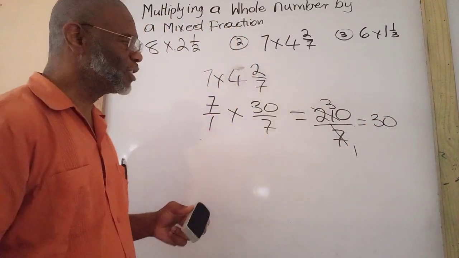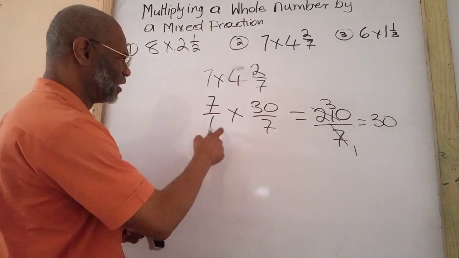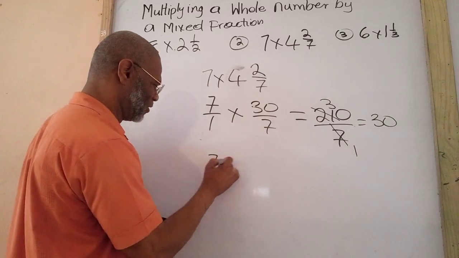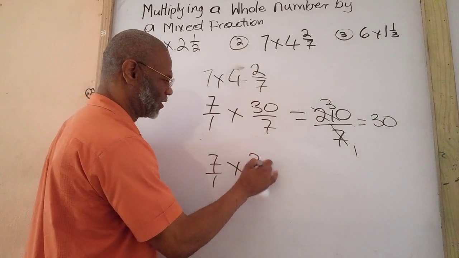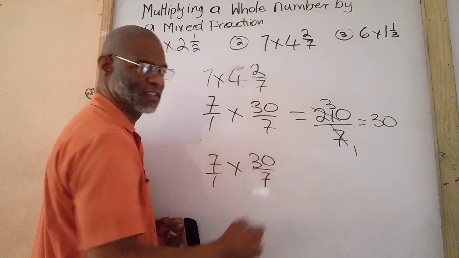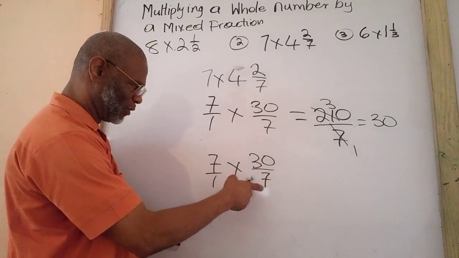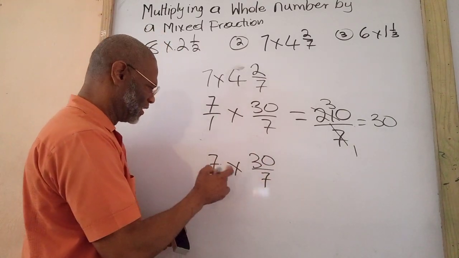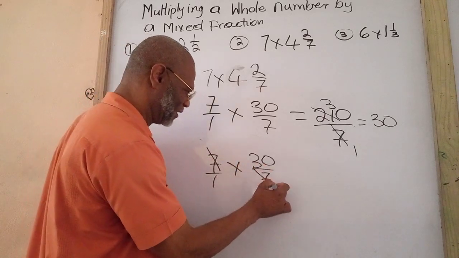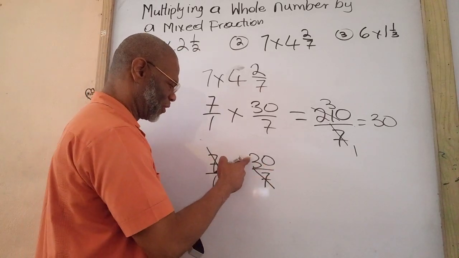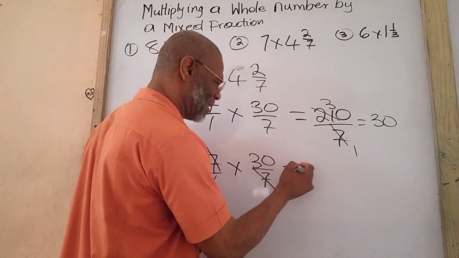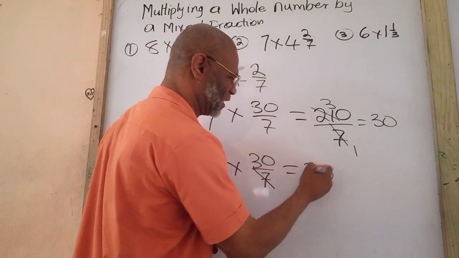Good. Now let's do the cancellation. So we have 7 over 1 times 30 over 7. Good. Now if you notice we have common factors, so we can cancel our 7s. Good. So we are left with 30 over 1. 30 divided by 1 is still 30.